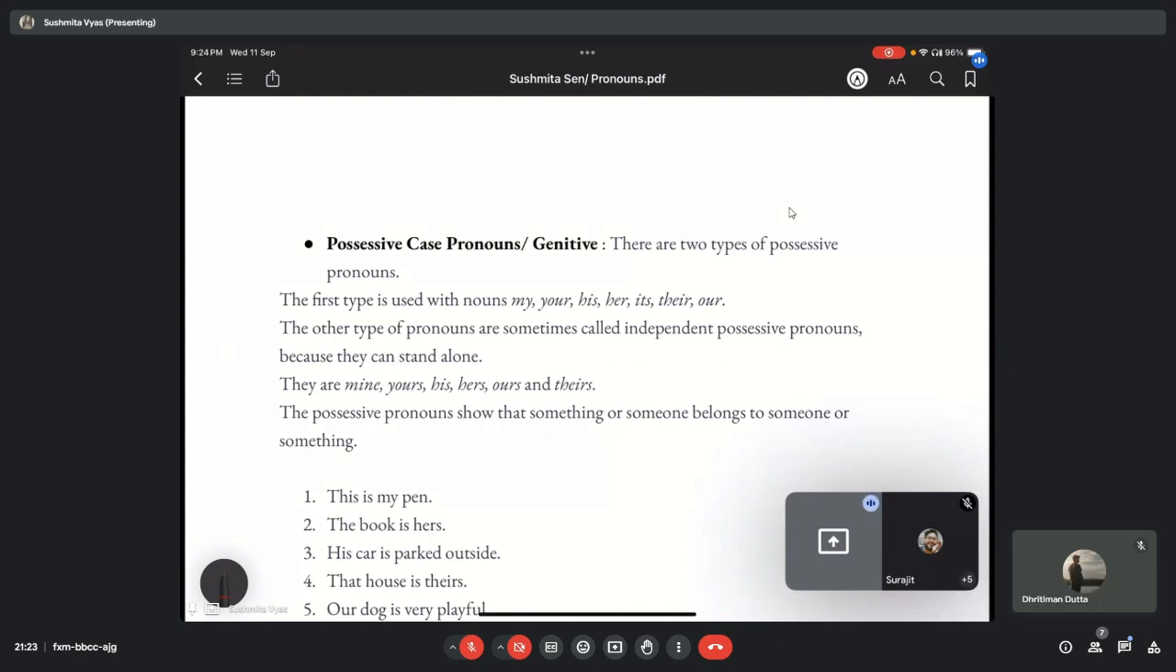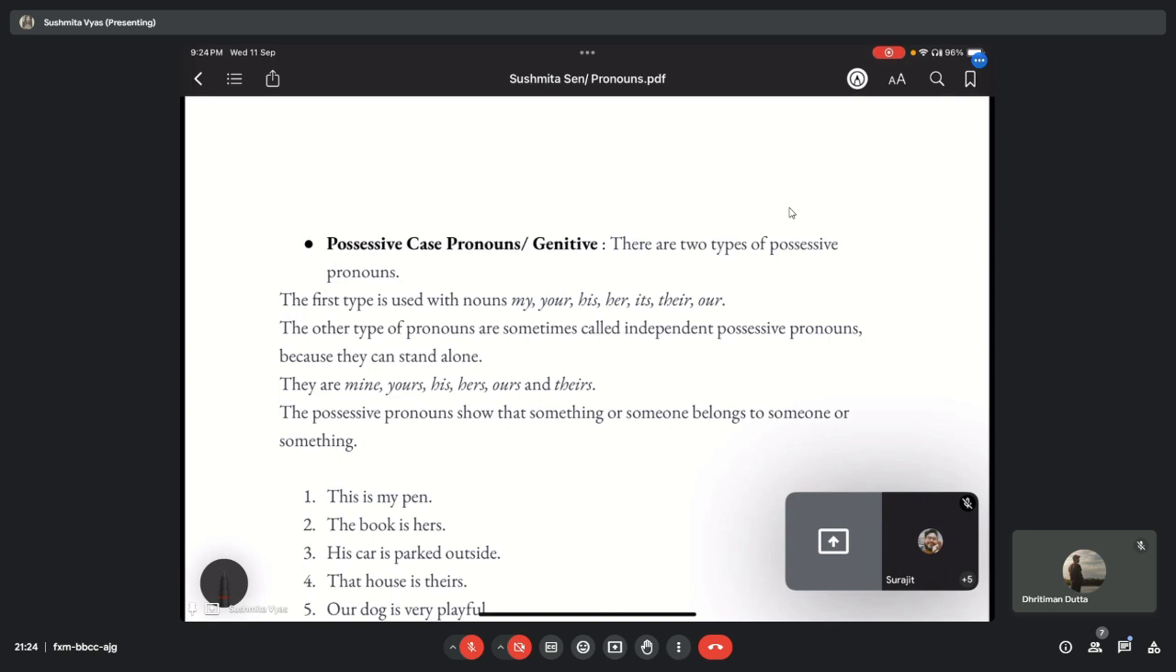Okay, so what is the meaning of possession? Possession or possessive? Possession is used to show ownership. Possession matlab ownership. Okay. The car is in my possession. Matlab the car is under my ownership. I own the car. So possessive case pronouns are used to show possession, that something or someone belongs to someone or something.